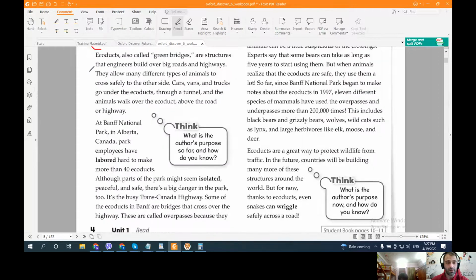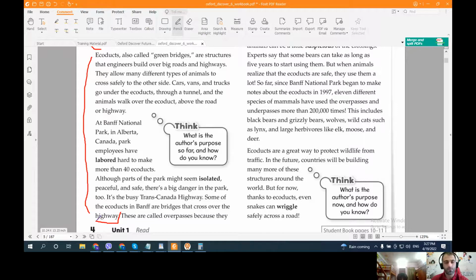Okay, now just one moment. Can you please read from here to here? Okay, stop here. Can you please read this text? Aqueducts, also called bridges, are structures that engineers build over big roads and highways. They allow many different types of animals to cross safely to the other side. Cars, vans, and trucks go under the aqueducts through a tunnel, and the animals walk over the aqueduct on the road or a highway.